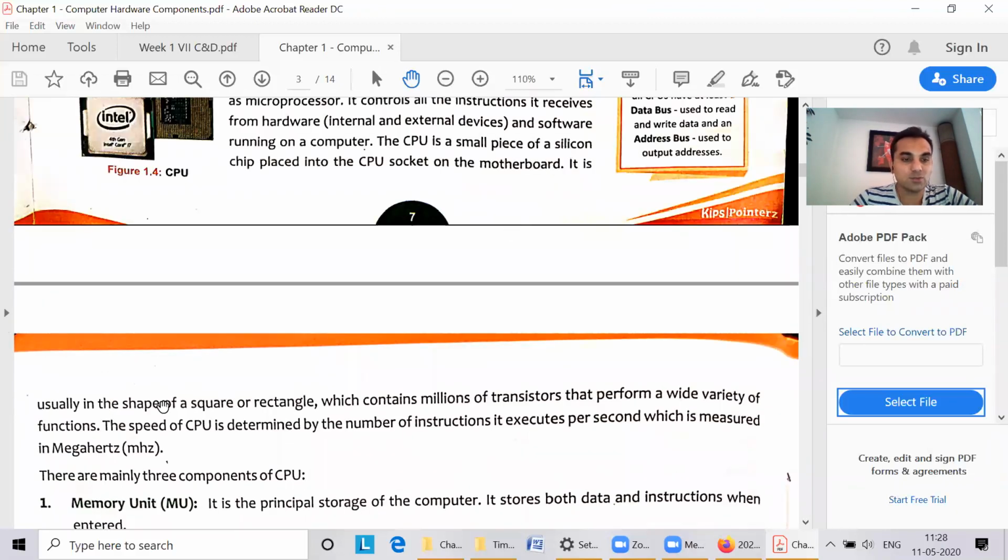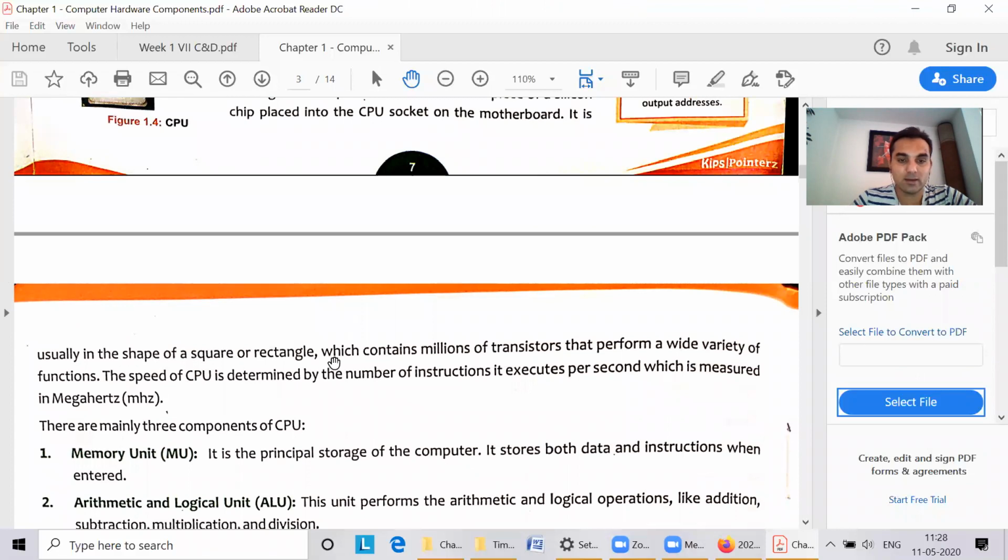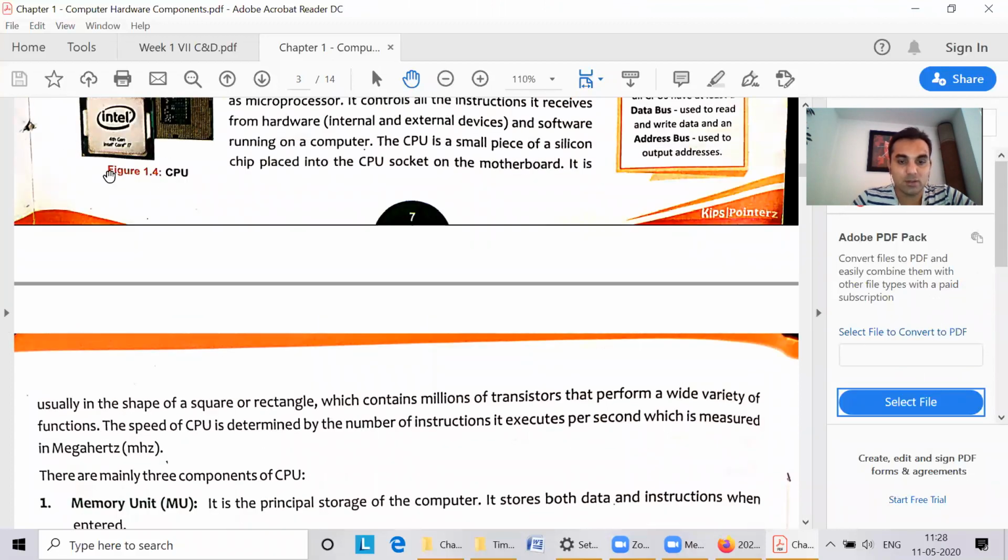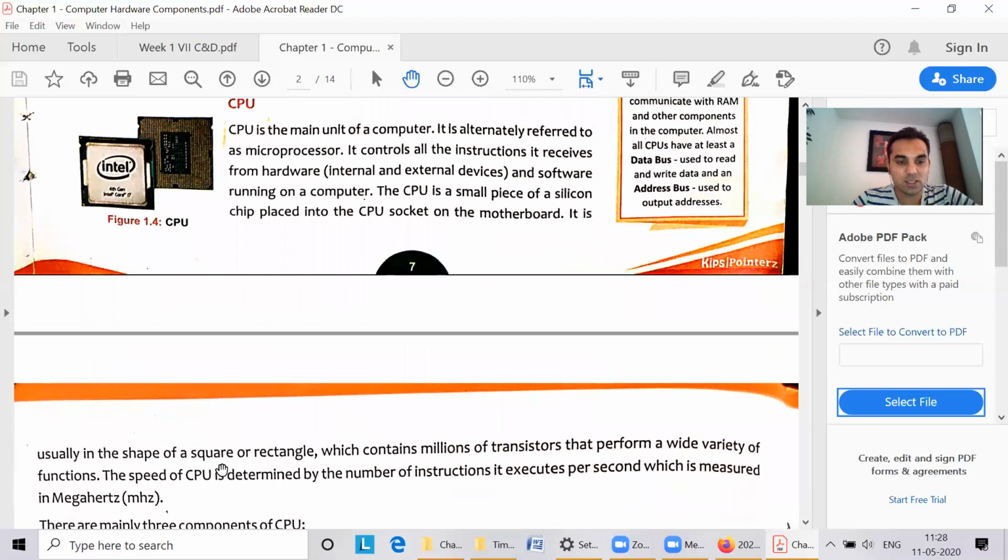Okay. The chip is usually in the shape of a square or rectangle, which contains millions of transistors that perform a wide variety of functions. So see, this small chip contains millions of transistors. Now transistor is again an electronic device. It is based on logic gates. Just remember what is a transistor? It is an electronic device which is based on a logic gate. It works on the basic principle of the logic gate.